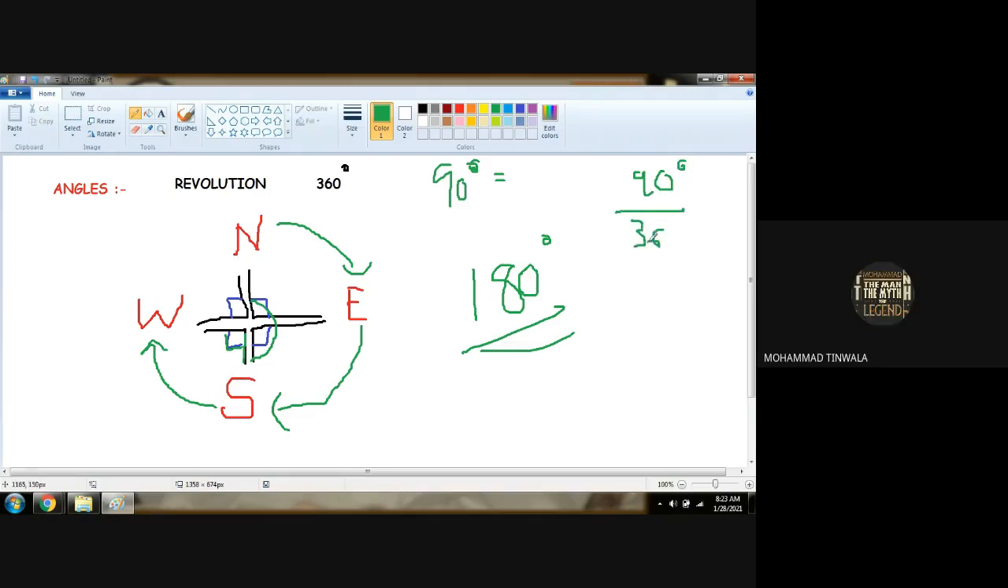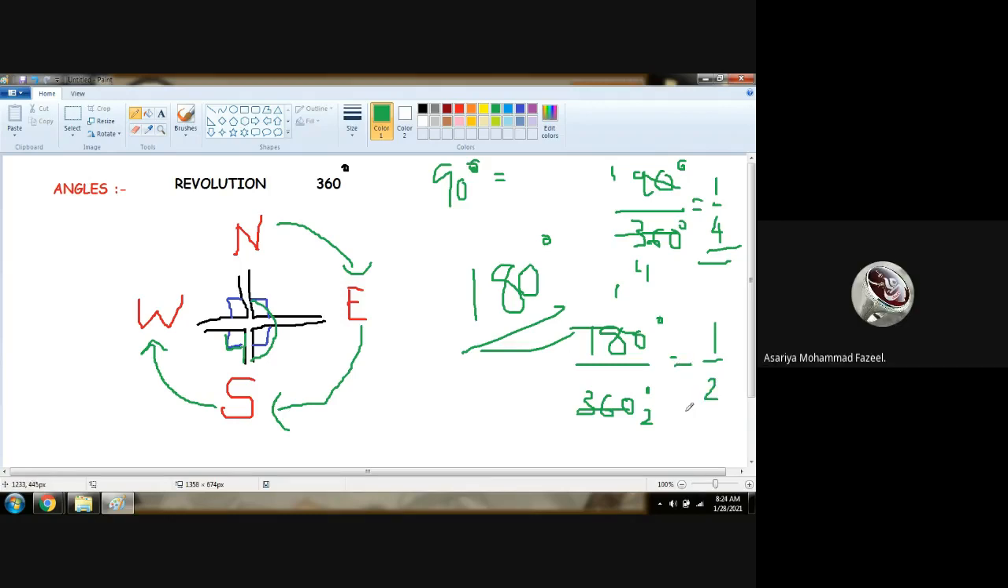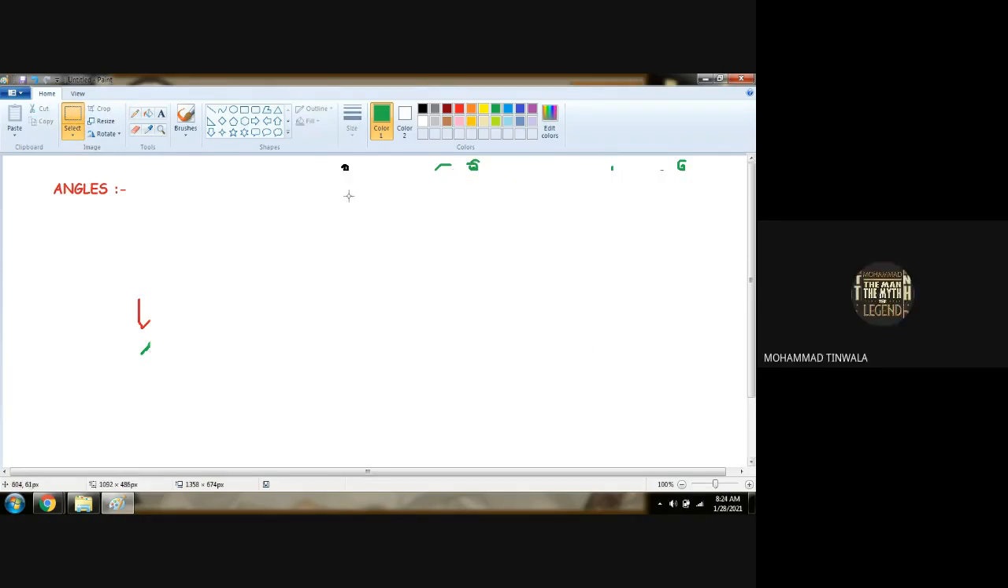Divide by the total, which is 360 degrees. So 90 by 360, one fourth. He moved a quarter part. And Muhammad Fazil moved 180 degrees, divided by the revolution of 360 degrees, so 1 by 2. He moved half part. Understood the content? Any doubt with this? No, sir, no doubt. Very good. Chalo.